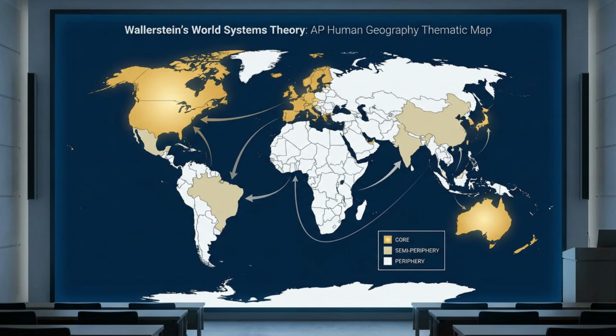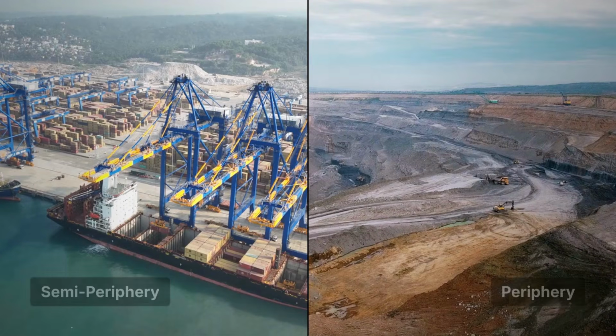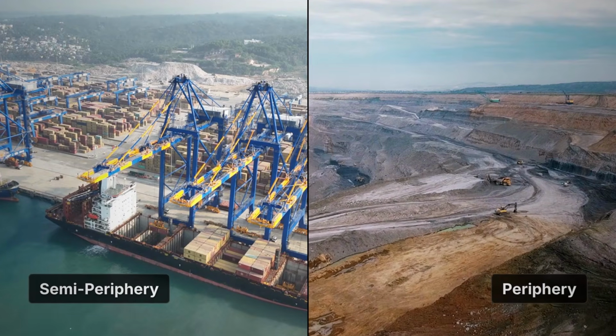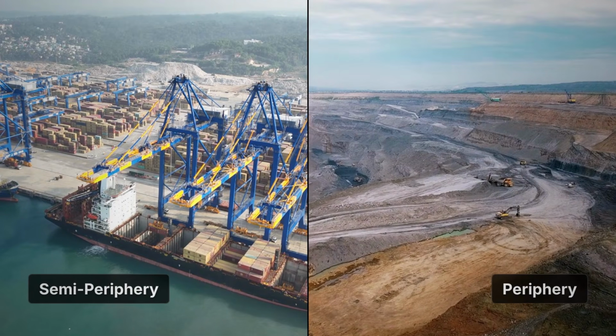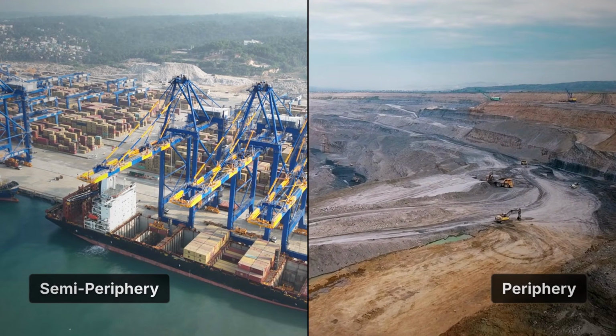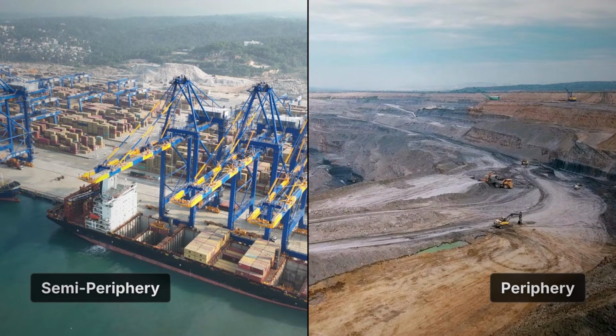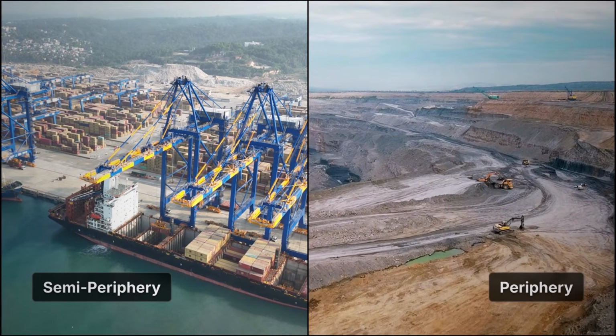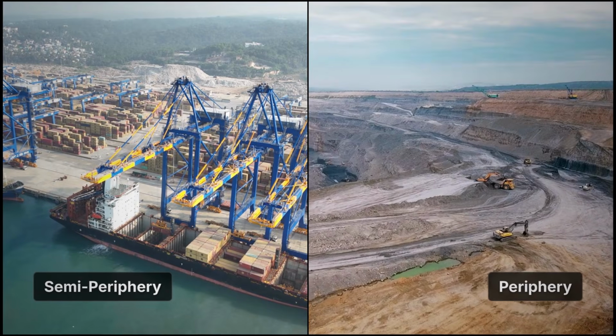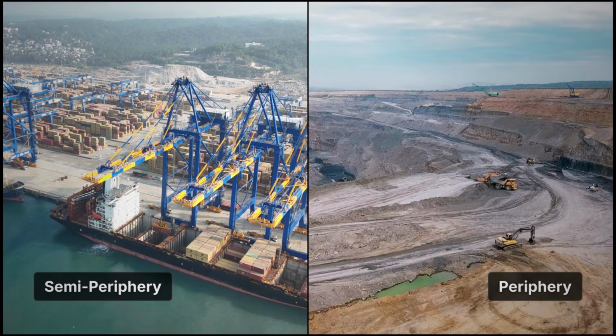You should also know the core-periphery model. In the global economy, the core includes wealthy, powerful countries with advanced industries. The periphery includes poorer countries that often provide raw materials or low-cost labor. The semi-periphery lies in between, with growing industries and mixed levels of wealth. Countries like Brazil, India, and Mexico are often used as examples of semi-periphery states.